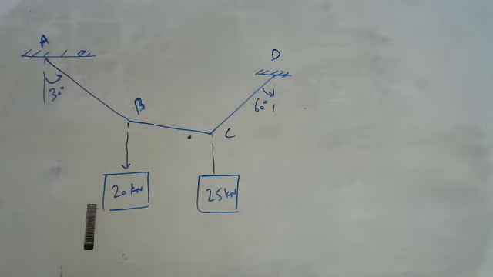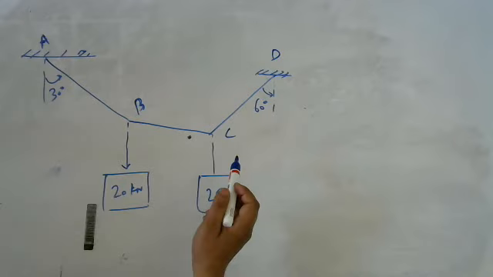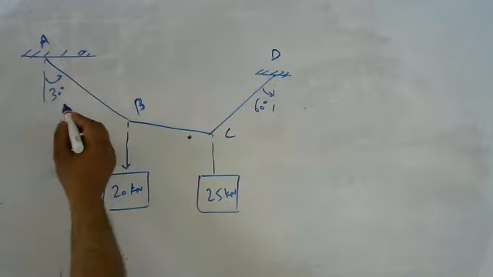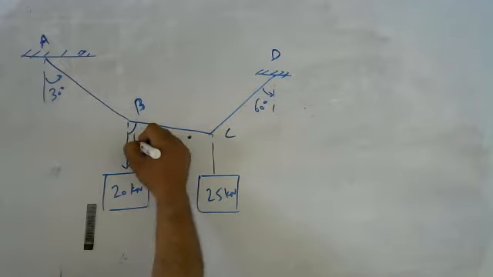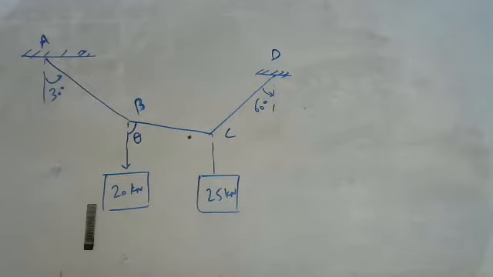So now the question is that a wire is fixed at A and D as shown in figure. Weights of 20 kilonewton and 25 kilonewton are supported at B and C respectively. When equilibrium is reached, okay, so this is the equilibrium given. So this angle is theta assumed. Equilibrium is reached. So what is the equilibrium?